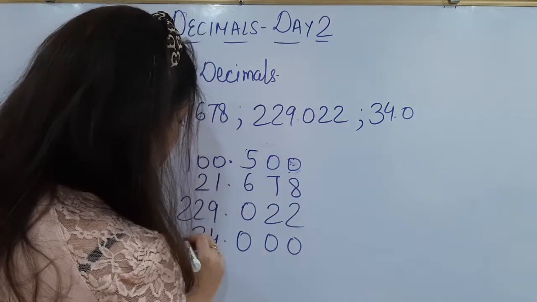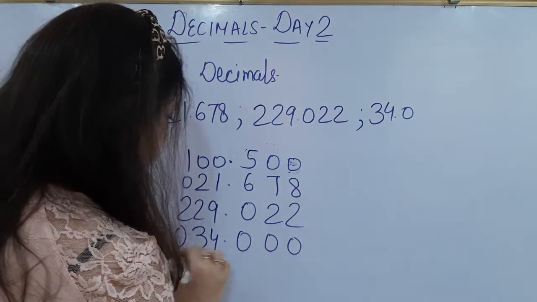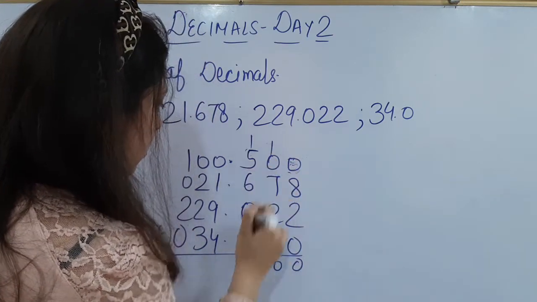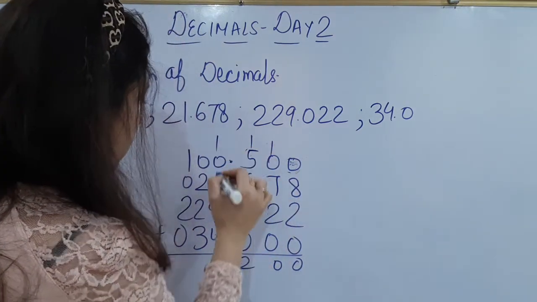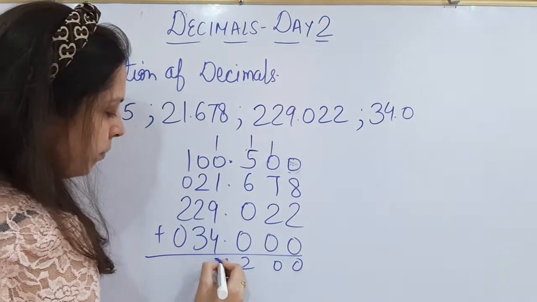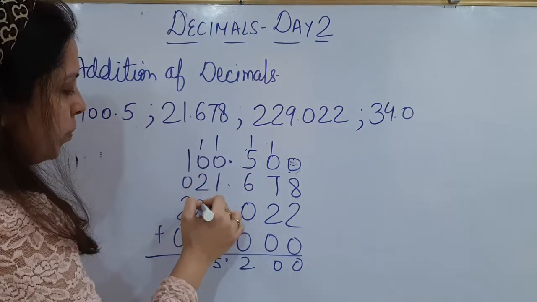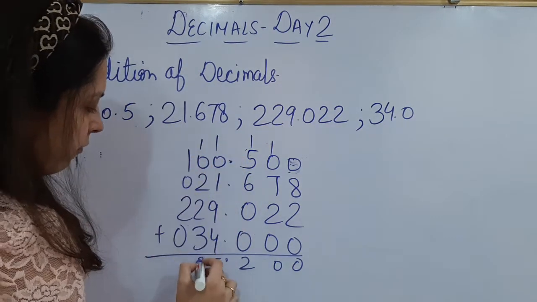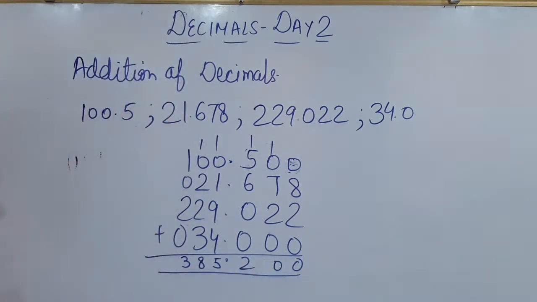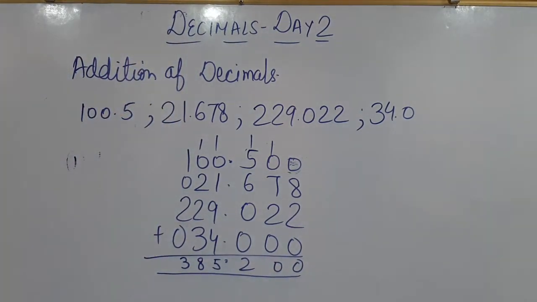Now fill all the blank places with 0. Now add. So 1 plus 1 is 2 and 2 plus 9 is 11 and 11 plus 4 is 15. Then 2 plus 2 is 4, 4 plus 1 is 5 and 5 plus 3 is 8. Now 2 plus 1 is 3. So 385.200. In this way you can do addition of decimals. Hope you get it. Let's start subtraction of decimals.